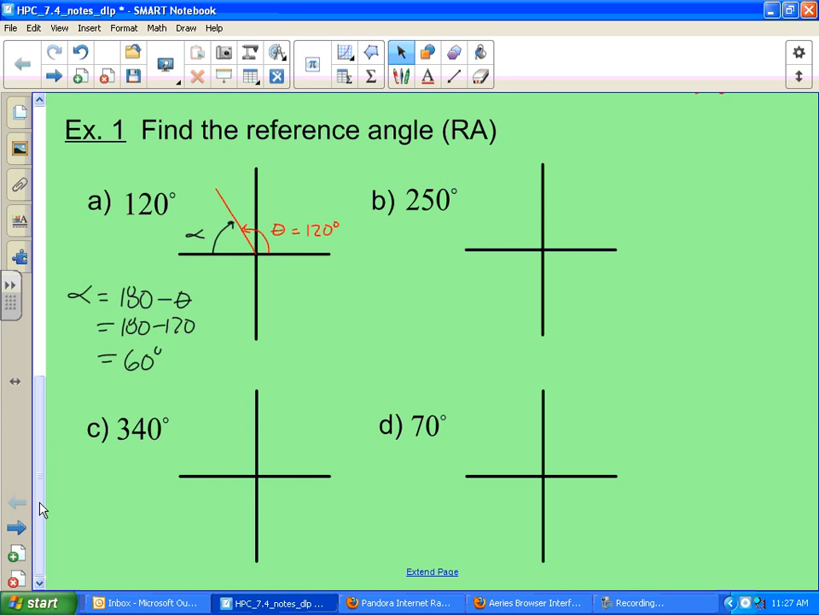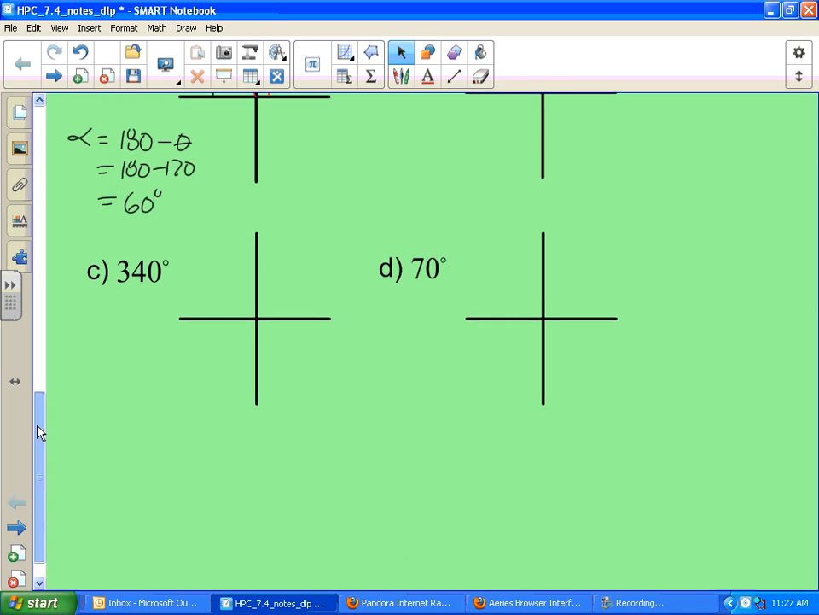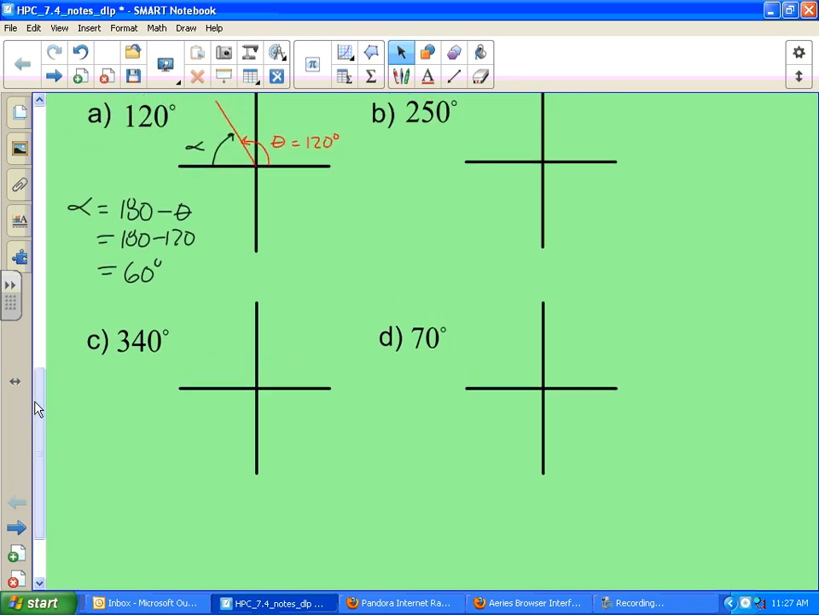All right, how about 340? 20. Quadrant 4, where it says I'm going to find by going 360 minus theta, so 360 minus 340 would put me at 20. And then how about D? 70. When you're in quadrant 1, that is your reference angle.